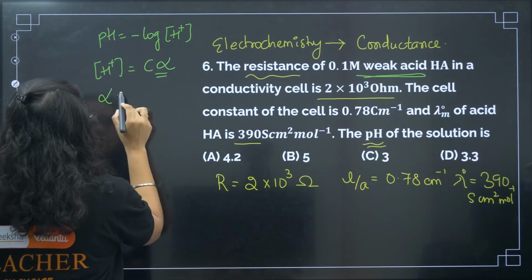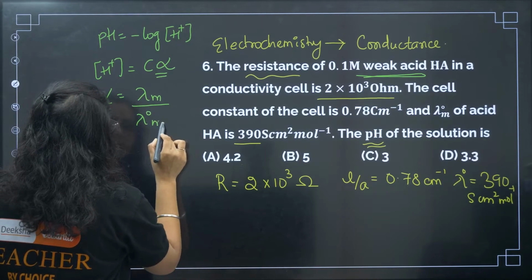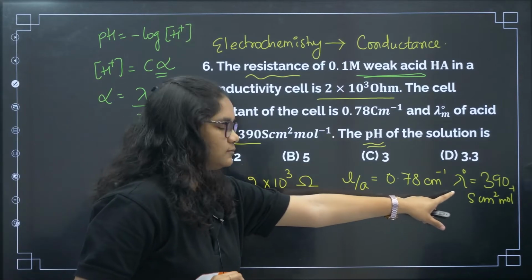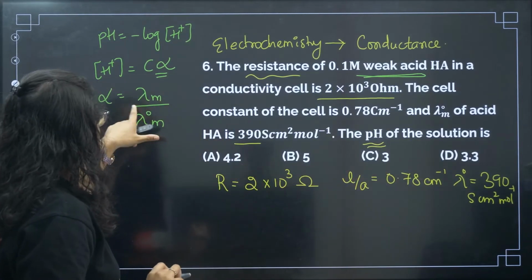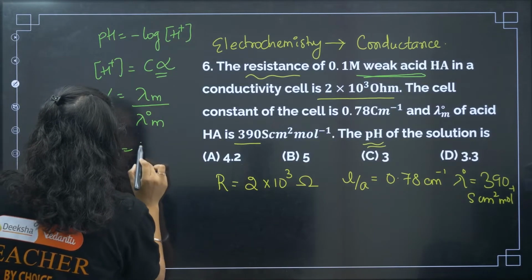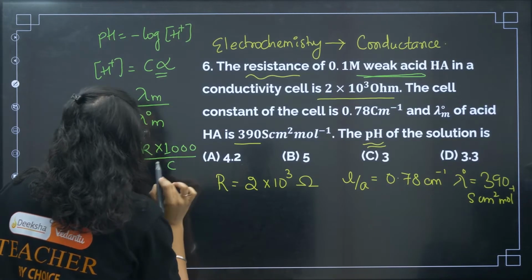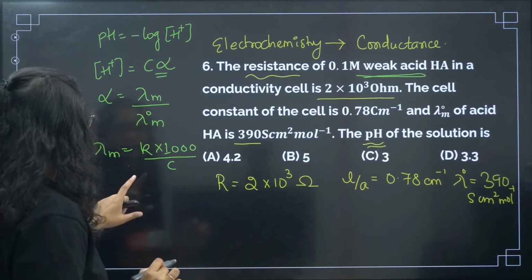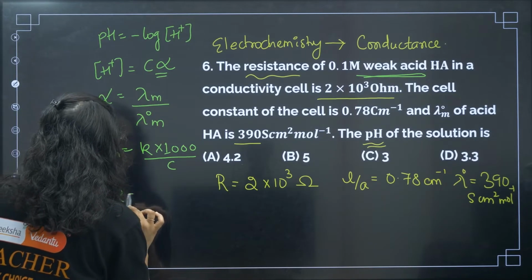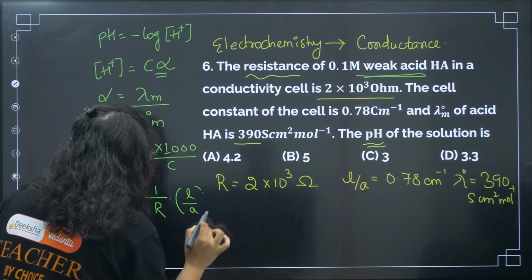We have alpha is equal to lambda m by lambda naught m, right? Lambda naught m is given to us, right? Then how can we calculate lambda m? For lambda m the formula is kappa into 1000 by C, right? Now if you see, we don't even know kappa. Then how do we calculate kappa? Kappa is equal to 1 by R into L by A.